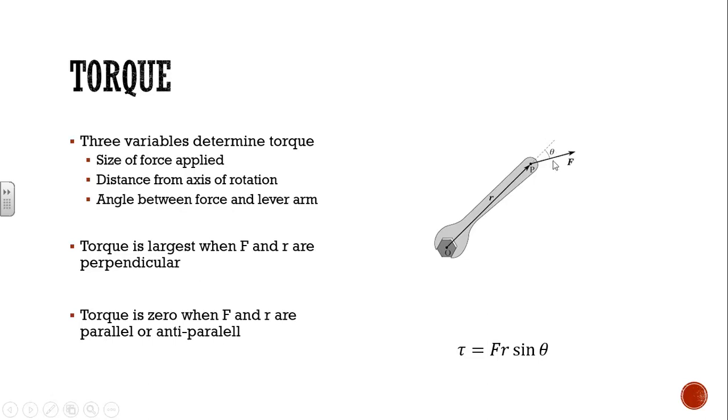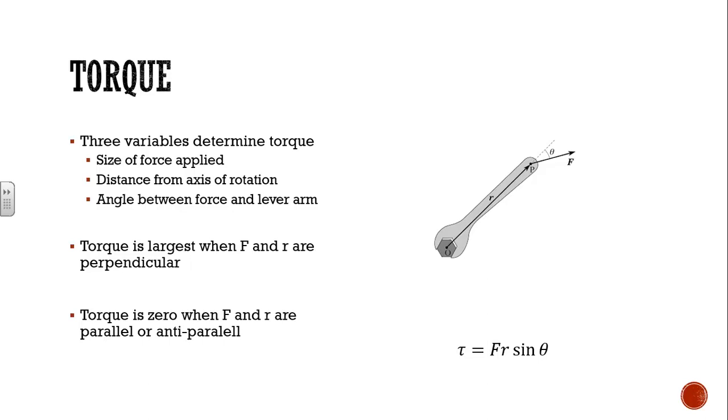The angle between force and the lever arm also helps determine torque. An angle of 90 degrees would maximize torque. An angle of 0 or 180 would minimize torque. So torque is the largest when F and R are perpendicular, and it's 0 when F and R are parallel or anti-parallel, same direction or opposite direction.